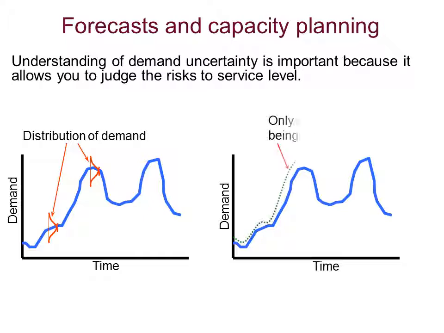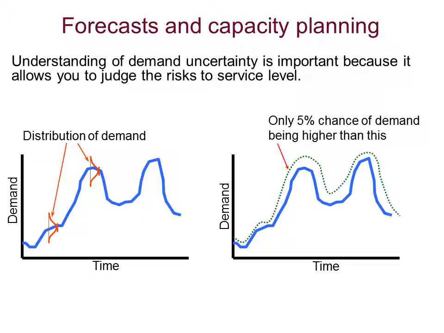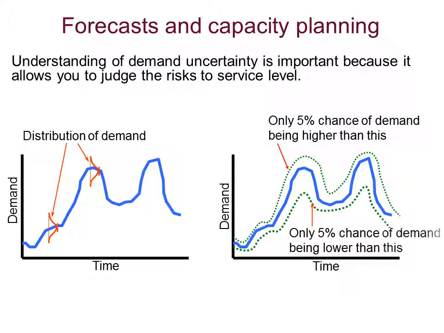Okay, so there's the demand curve again, and based on our measurement of demand, we can work out, in this example, the tolerance at the upper level and at the lower level, knowing that the likelihood of demand being above the upper level or below the lower level is only 5% in this particular instance. You might have a much tighter tolerance than that, or a much looser tolerance than that.